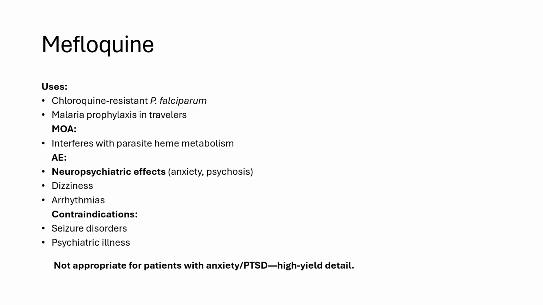Mefloquine is often used in chloroquine-resistant P. falciparum and is a good go-to for malaria prophylaxis in travelers, especially to areas like sub-Saharan Africa, Southeast Asia, where resistance is common. Works similarly to chloroquine by disrupting the parasite heme metabolism, leading to toxic heme accumulation and parasite death.